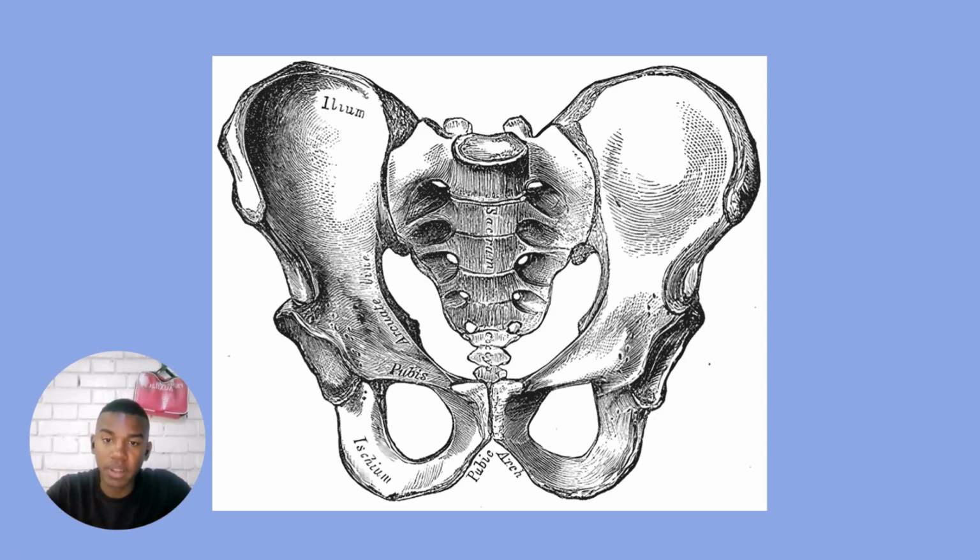Third, the pubis, the anterior and inferior part of the hip bone. The two pubic bones join at the pubic symphysis, a cartilaginous joint that allows slight movement, which becomes important during childbirth. Together, these bones form a basin shaped cavity, called the pelvic cavity, divided into the greater pelvis and the lesser pelvis. The greater pelvis supports abdominal organs while the lesser pelvis houses the pelvic organs.